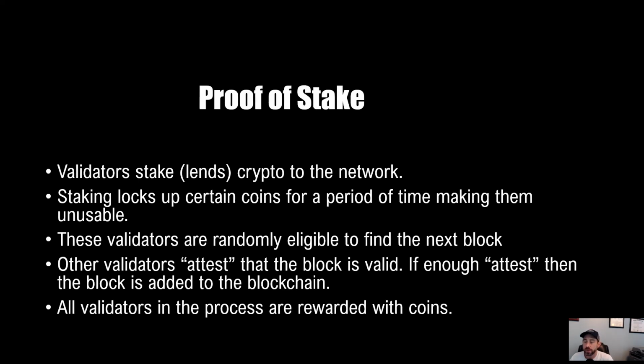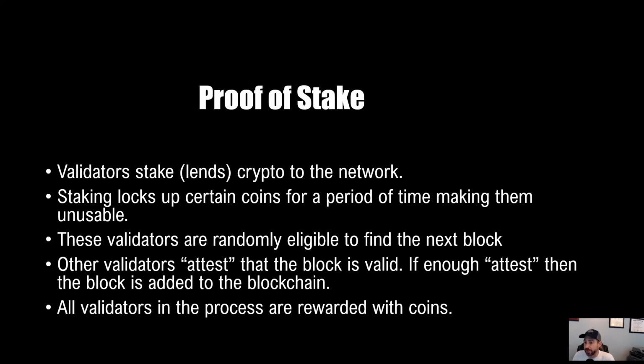Now, proof of stake is the other way that most cryptocurrencies are verified. The validators stake, or lend, crypto to the network. That's a very simplistic way of looking at it, but that's what happens. Now, the staking locks up certain coins for a period of time, making them unusable. These validators are then randomly eligible to find the next block. What happens then is other validators need to attest that the block is valid.